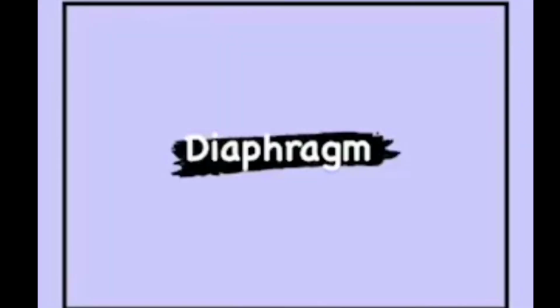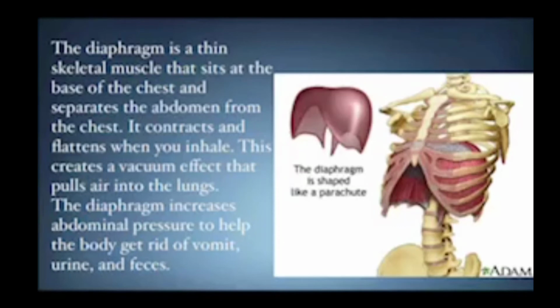What is the diaphragm? The diaphragm is a thin skeletal muscle that sits at the base of the chest and separates the abdomen from the chest. It contracts and flattens when you inhale. This creates a vacuum effect that pulls air into the lungs. The diaphragm increases abdominal pressure to help the body get rid of vomit, urine, and feces.